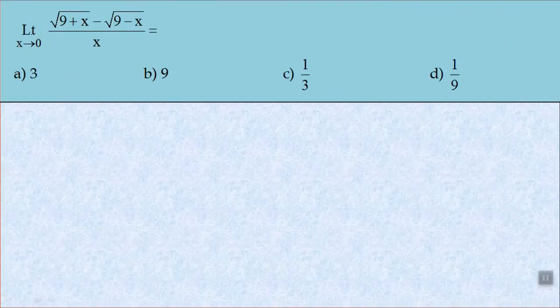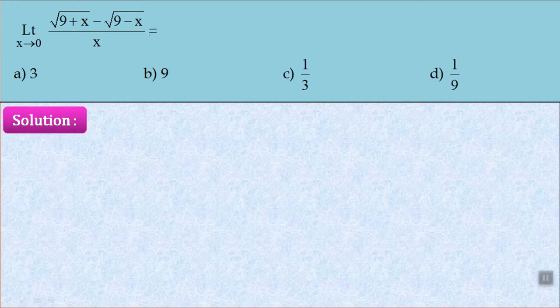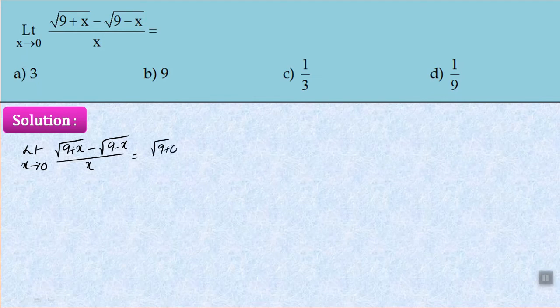The question is limit x tends to 0, square root of 9 plus x minus square root of 9 minus x, divided by x, is equal to. Let us start the solution. Limit x tends to 0, square root of 9 plus x minus square root of 9 minus x, divided by x. We substitute the limit here, square root of 9 plus 0 minus square root of 9 minus 0, divided by 0, is equal to root 9 minus root 9, which is 0 by 0, of the indeterminate form.